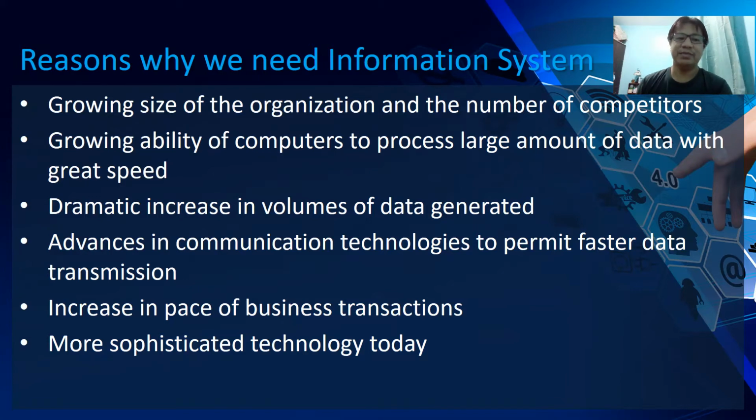The second reason is the growing ability of computers to process large amounts of data with great speed. Especially right now, AI or artificial intelligence is being introduced in the market. We already have the machine learning capability of computers. So that is the reason why we need an information system. Before, processing data to produce accurate information was slow. But right now, we have computers that can process data at great speed to produce information.